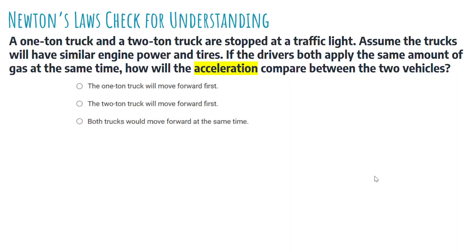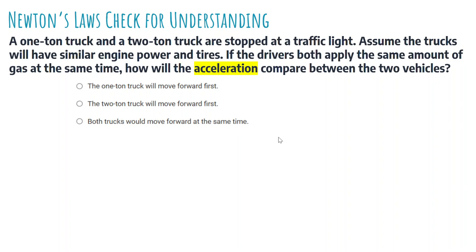So from the most missed questions from our formative last time, we were looking at Newton's laws. Here's a question that a lot of people missed. Just want to go over it. A 1-ton truck and a 2-ton truck are stopped at a traffic light. Assume the trucks will have similar engine power and tires. If the drivers apply the same amount of gas at the same time, how will the acceleration compare between the two vehicles? Here are our option choices.